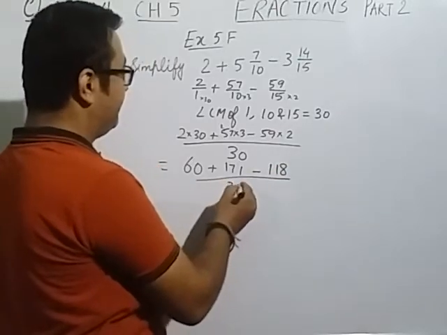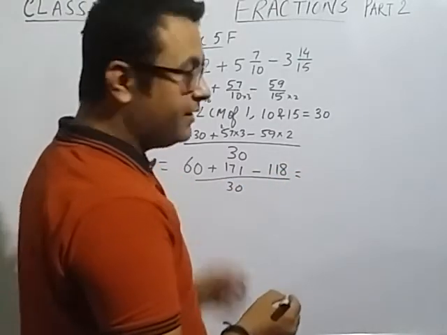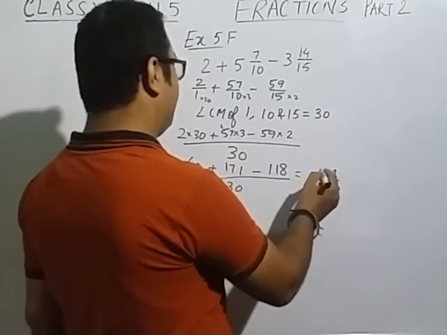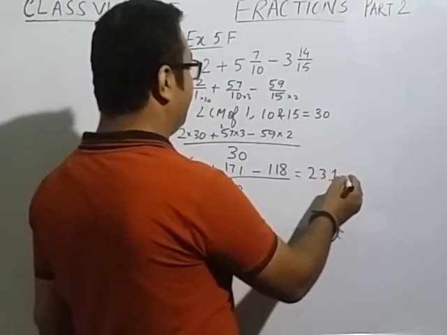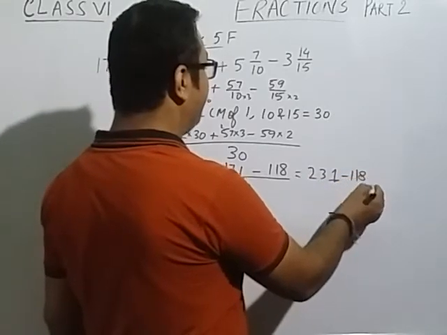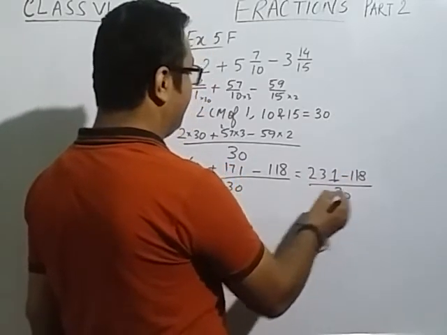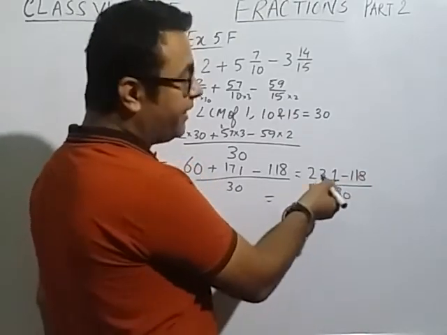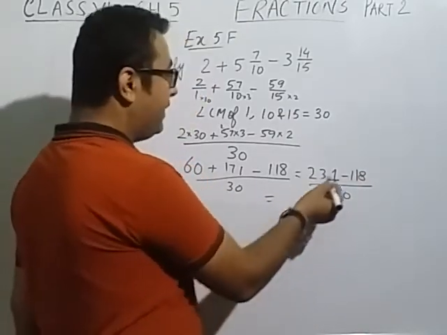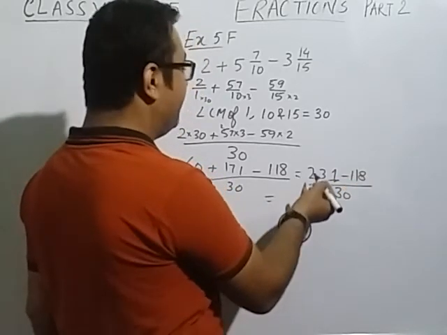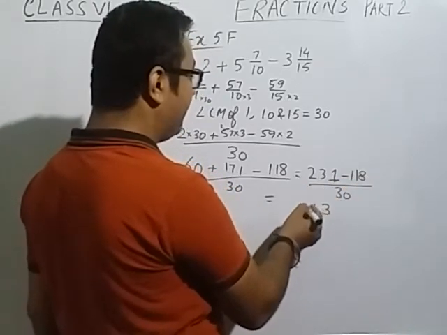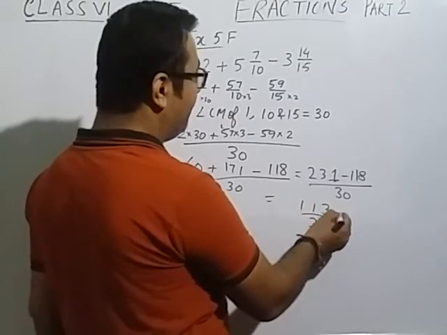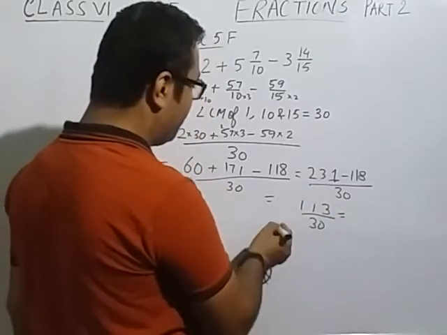upon 30. Now first let us add 171 and 60. We get 231 minus 118 upon 30. Now let us subtract 118 from 231. We will get 113 upon 30. If you want, you can reduce the answer to a mixed fraction also.